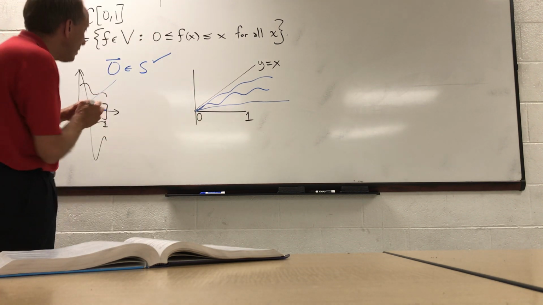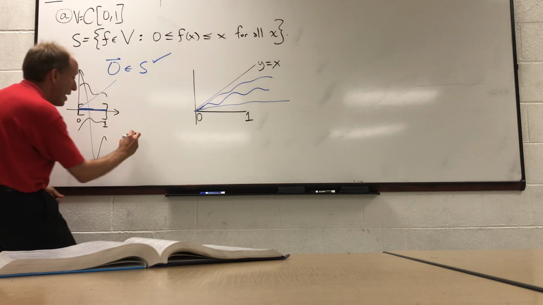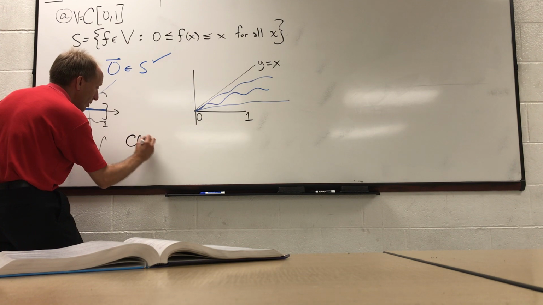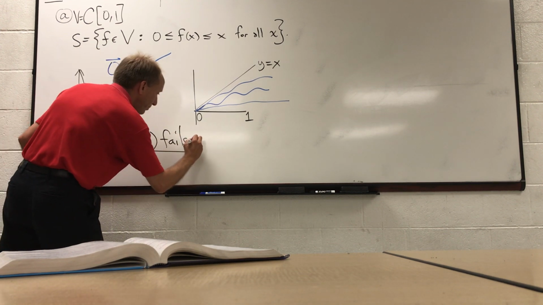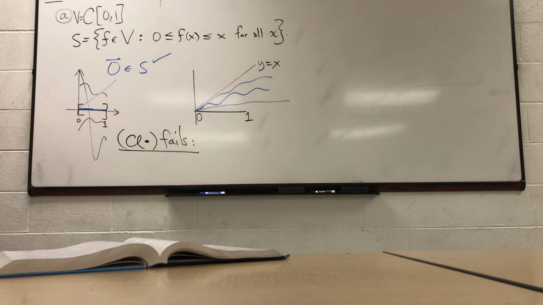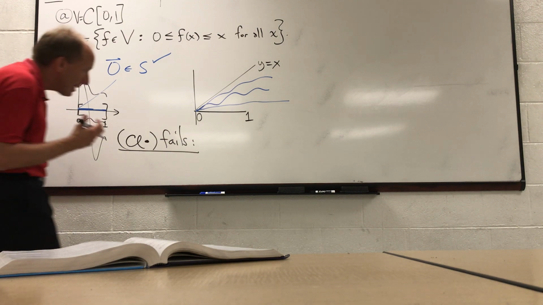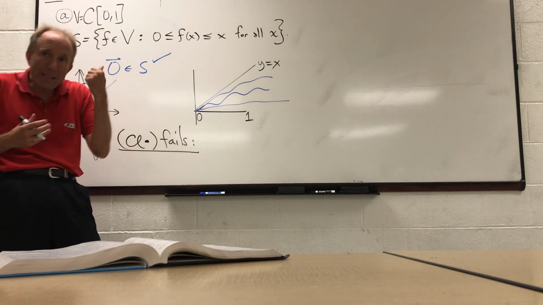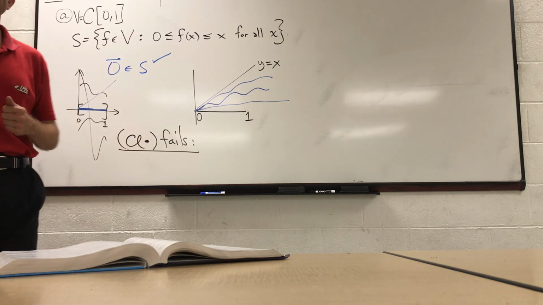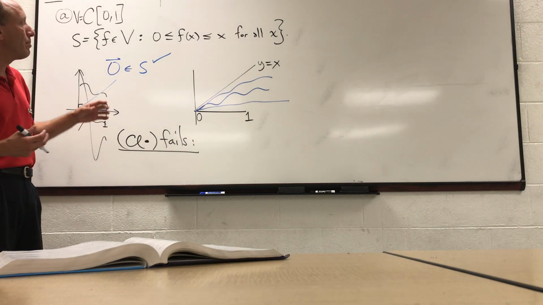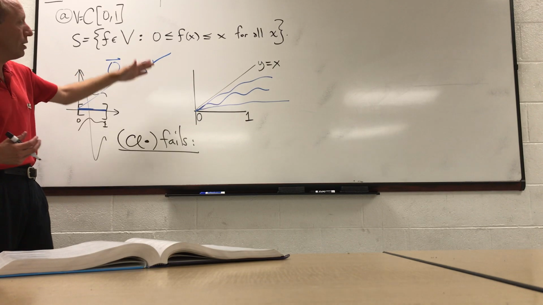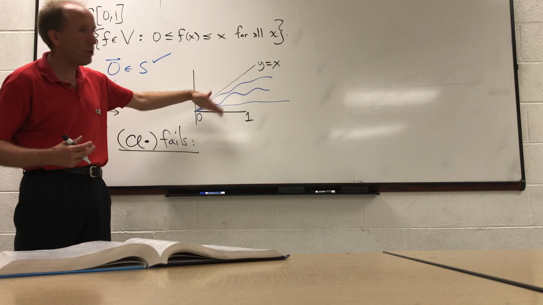So if we think that something is not going to work, now we can address it. So closure under scalar multiplication fails. And what I would recommend that we do is create a counterexample. When something is not true, a specific counterexample is always the best thing. Can somebody give me an example of a function that they know would be sandwiched in here?